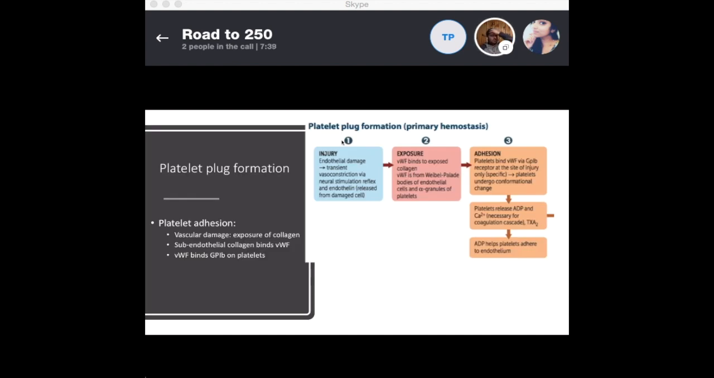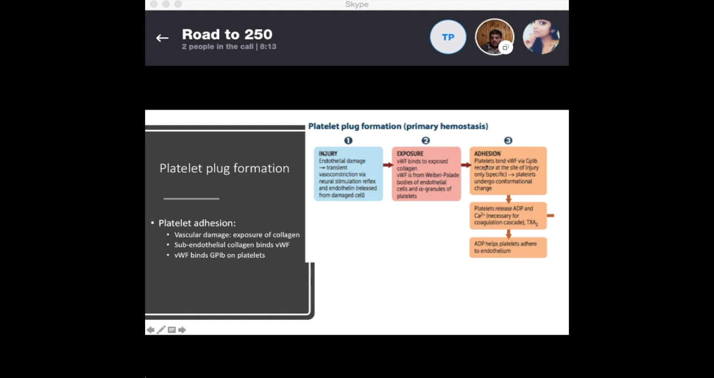So when we talk about platelet plug formation, if there's an injury or the endothelium is damaged in any way, you're going to get a transient vasoconstriction, and that's due to neural stimulation as a reflex. Then exposed von Willebrand factor will bind to the exposed collagen. As seen here, von Willebrand's factor is from the Weibel-Palade bodies of the endothelial cells and the alpha granules of the platelets. That's where they're stored.